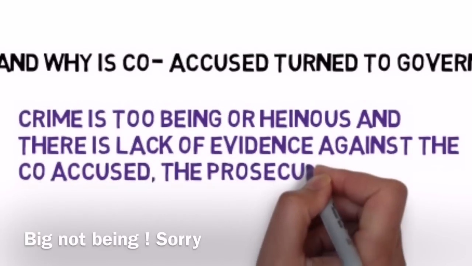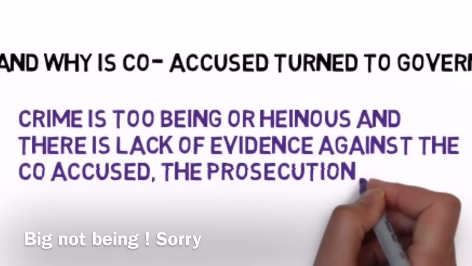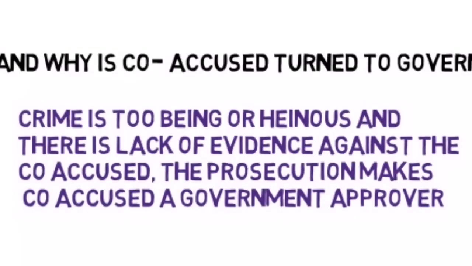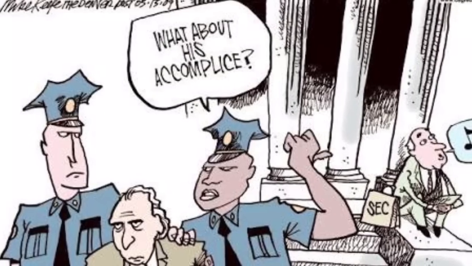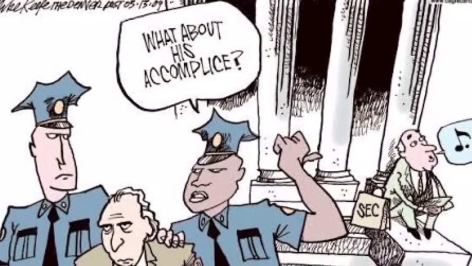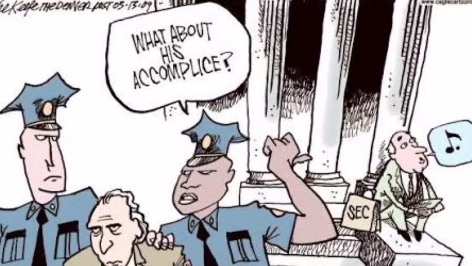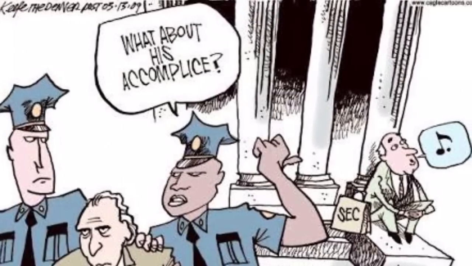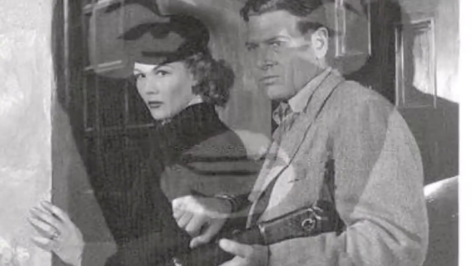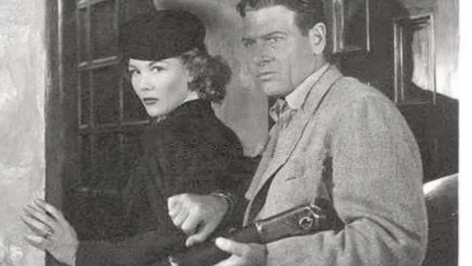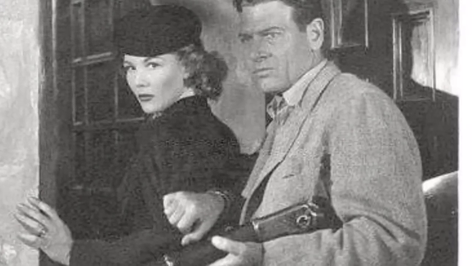Sometimes when the crime is too big or too heinous and there is a lack of evidence against the main accused, the prosecution makes the co-accused a government approver and he is asked to give testimony against the accused. Sure, it's unfair in a way, given that the accomplice will get a lesser punishment, or he will not get a punishment, he will get away with it and he does not get his comeuppance. But mostly the prosecution thinks that at least this way the main accused will not get scot-free, whoever had the bigger role to play in the crime.